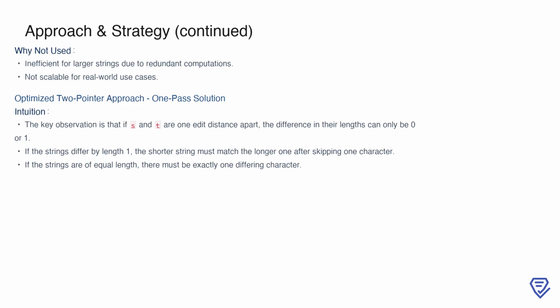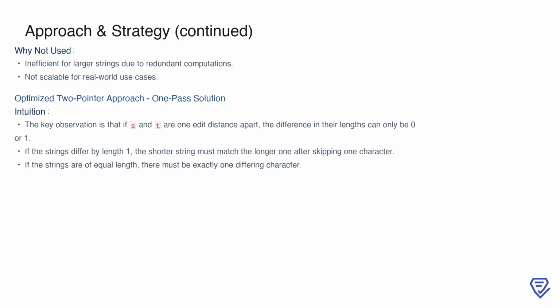To address this, we can consider a more optimized strategy, the two-pointer approach. The intuition behind this method is based on a key observation. If two strings are one edit distance apart, the difference in their lengths can only be 0 or 1. This means that if the strings differ in length by exactly one character, the shorter string should match the longer string when we skip one character in the longer string.